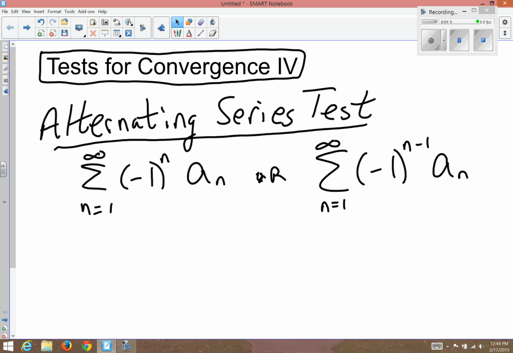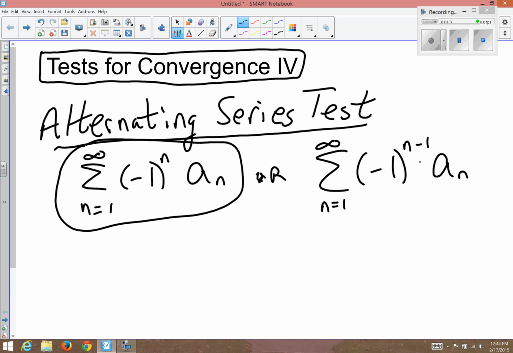There's other ways it could appear. It'll have -1 with an exponent involving n, with a sub n next to it, where a sub n will always be positive, and -1 to the n will alternate signs. It'll change back and forth.